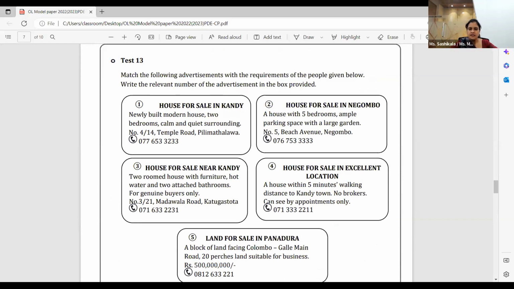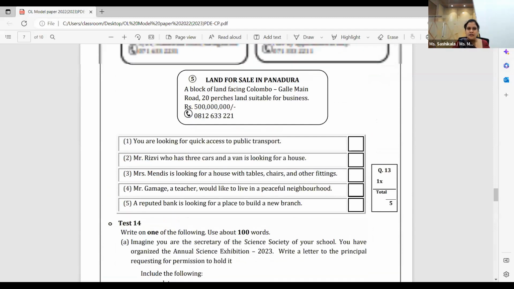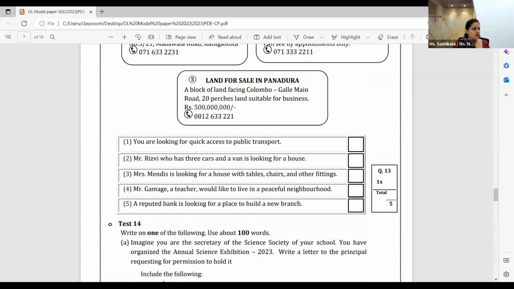So question 13 is again a reading question. Let's read the instructions given. Match the following advertisements with the requirements of the people given below. The keywords here are "match" and "advertisements". There are 5 advertisements here, and also the requirements of people are given below. I think you can see in your paper, that is below here in different rows. Yes, let's read 1 to 5 first.